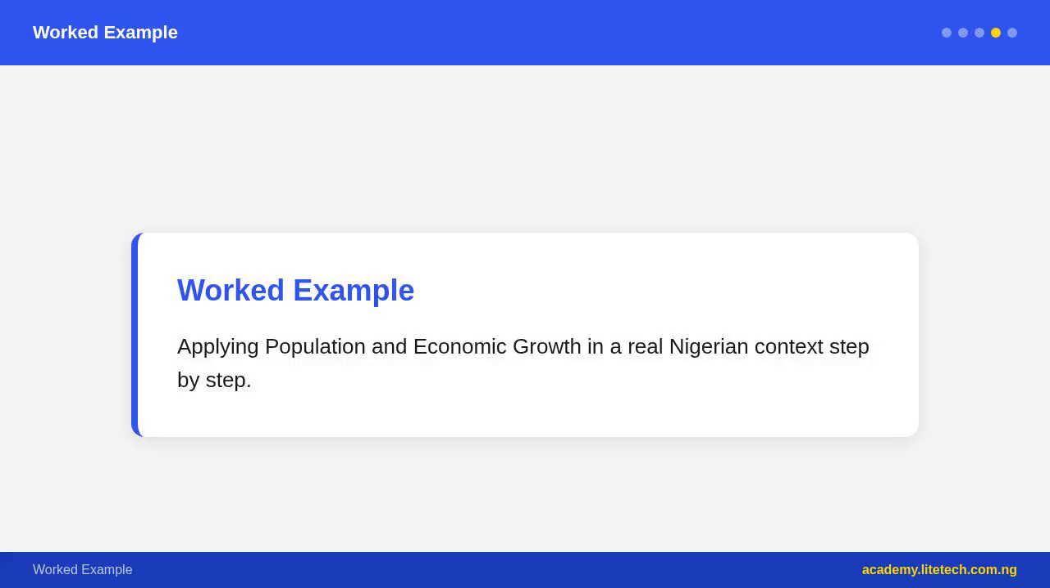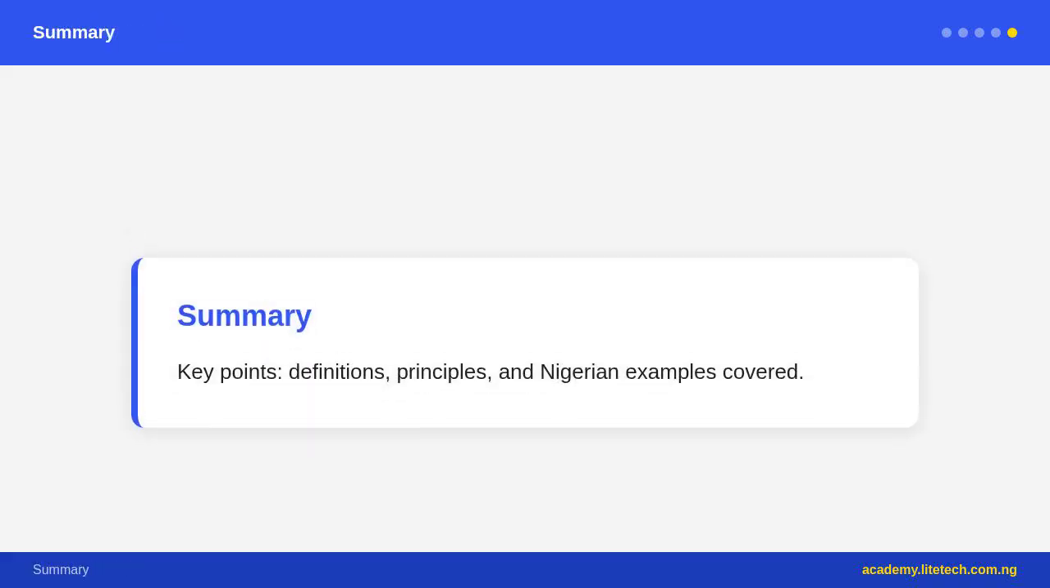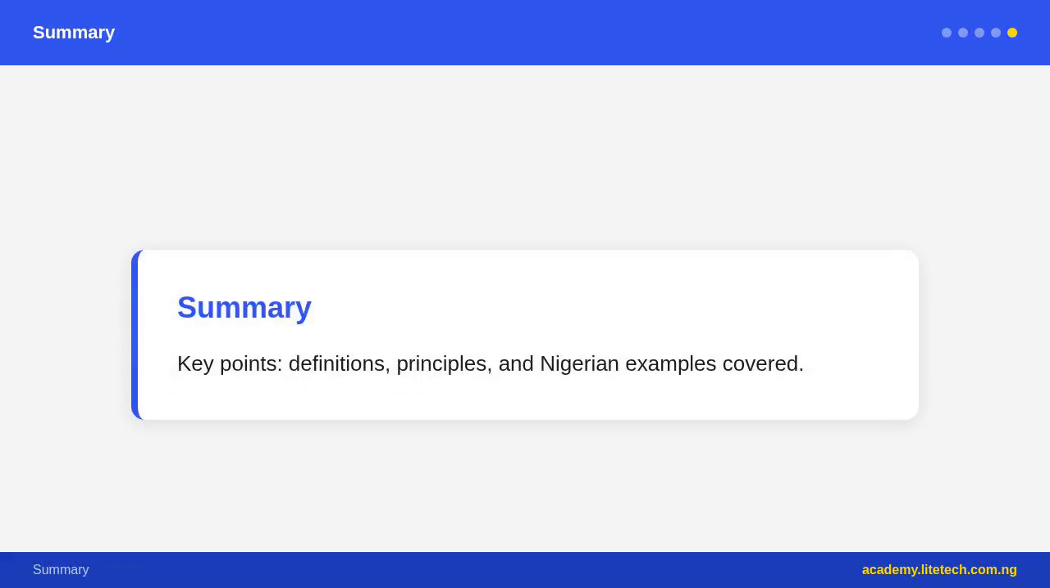Nigeria's GDP is the largest in Africa at about $500 billion. But GDP per capita is only about $2,200. If population grows faster than GDP, GDP per capita falls and the average Nigerian becomes poorer even if the total economy is growing. Key formula: GDP per capita growth equals GDP growth rate minus population growth rate. Example: if GDP grows at 3% and population at 2.5%, GDP per capita grows at only 0.5% per year.